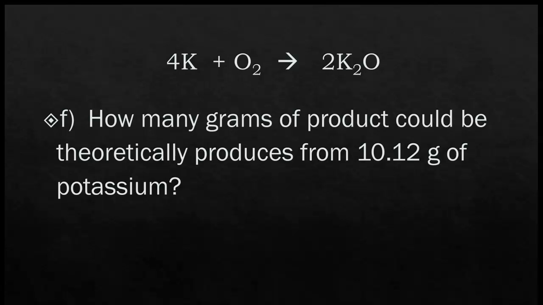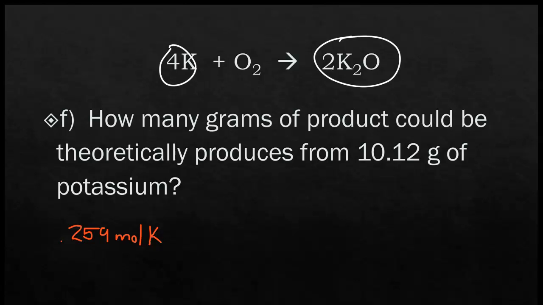And so I'm going to start again with those moles of potassium that I had calculated back in letter B, because I know that I've got 0.259 moles of potassium. And I'm trying to figure out how much K2O I can make with those 0.259 moles of potassium. And so now I'm going to look at my balanced equation, because I can see that I have a 4:2 or a 2:1 ratio. I know a lot of you like to reduce that. I like to leave it as it is, of moles of potassium to moles of potassium oxide.